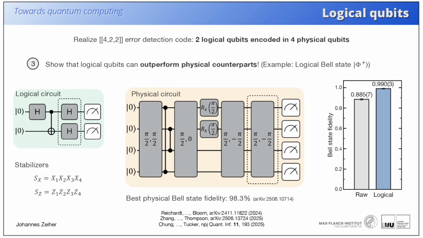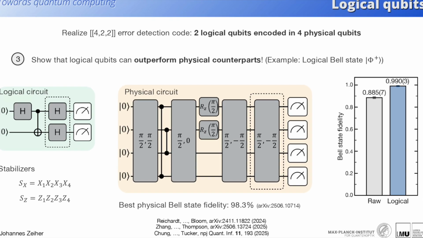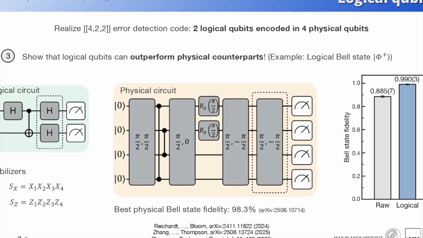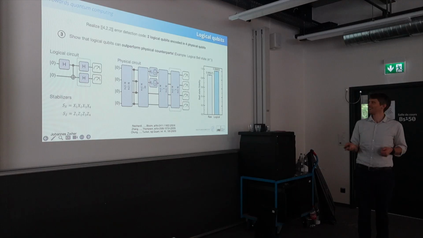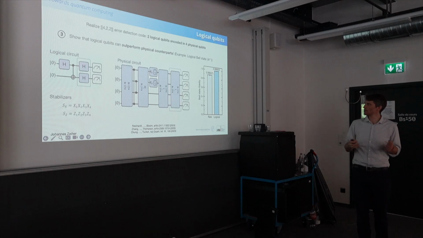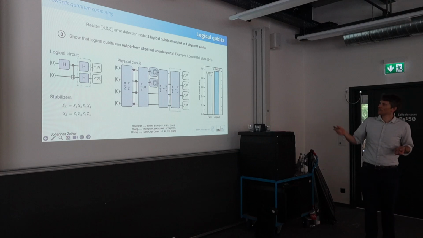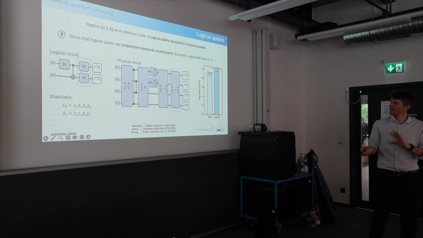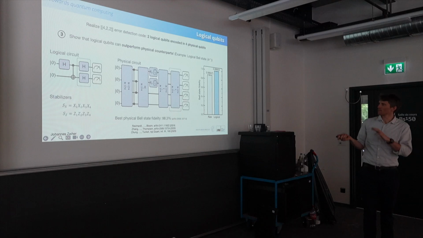It's better than what we can do in a raw setting, which actually is not surprising, because what we do in order to get from raw to logical is we use stabilizer information, which means we post-select. So the fact that the blue bar is higher than the gray bar is maybe not surprising. But what we should do is compare the blue bar here with the best possible 2-qubit physical Bell state that we can do. And this is essentially something that we did before, and it's roughly similar to what we get here.